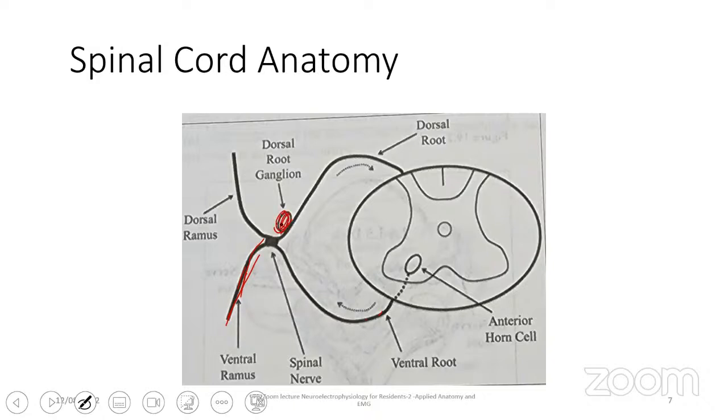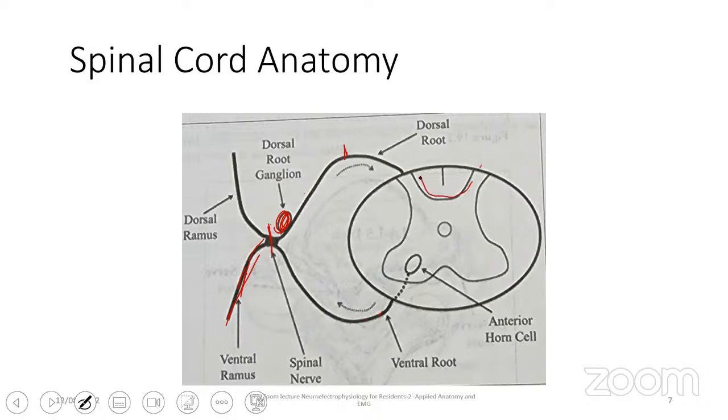If a pathology is before this, the SNAPs will be preserved. If a pathology is after this, then the SNAPs will be absent. And that's the point which last time we highlighted. And if you do an EMG of the dorsal ramus in radiculopathies, that will be abnormal. So this part of the anatomy is very, very important.